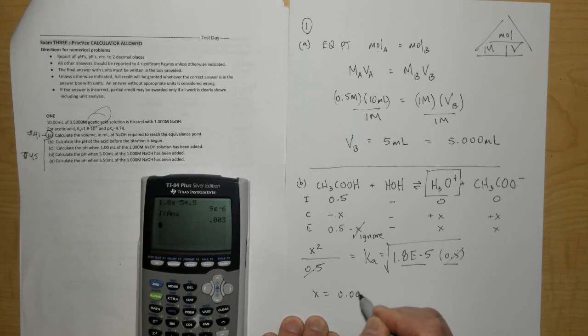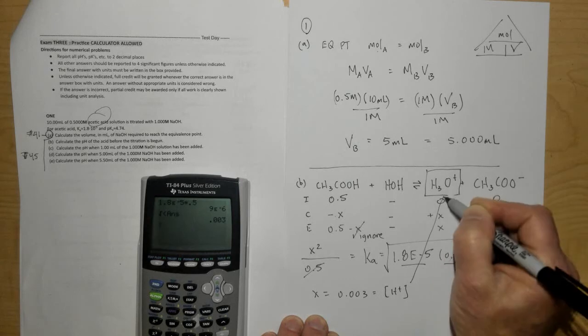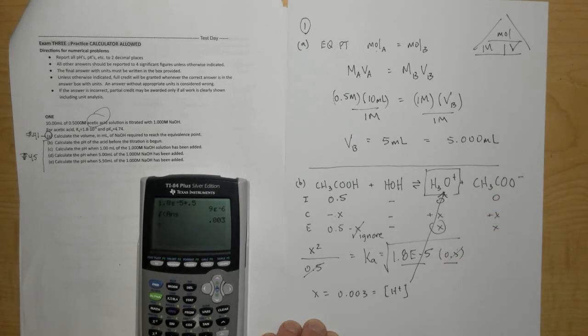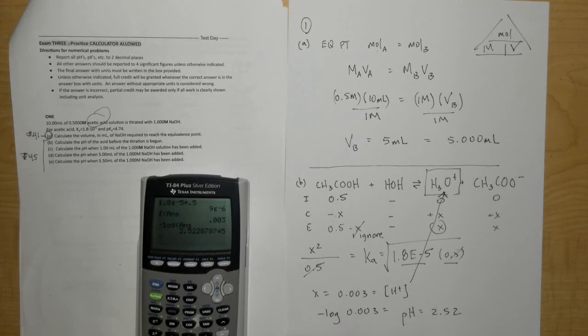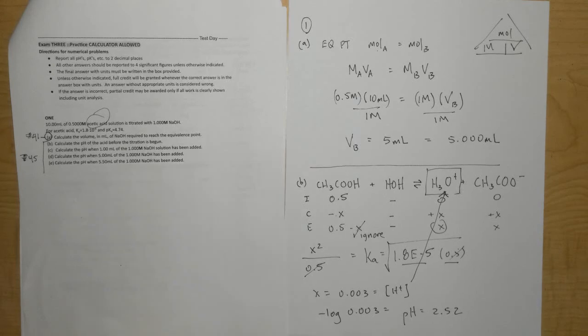So 0.003 is equal to my H plus ion concentration. Now to find the pH, I'd take the negative log of the 0.003, and if I do that on my calculator, I get the pH equaling 2.52 initially. Did anybody else get that? Are we pretty close with that? All right. So that's letter B.